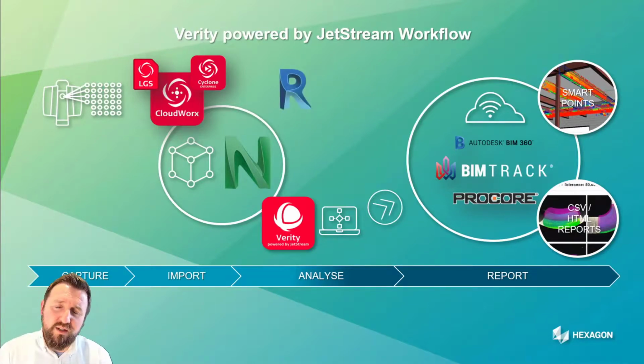Another thing that we can do with Verity is use the switchback function. So if you have found something that is out of tolerance, or you found something that isn't in the right place, you can update your model in Navisworks and then use the switchback function to update the 3D model in Revit as well. So it's really well connected in terms of how you do the analysis, and then you can update the as-built as you're going. Obviously, if you want to update the as-built, that's completely user controlled.